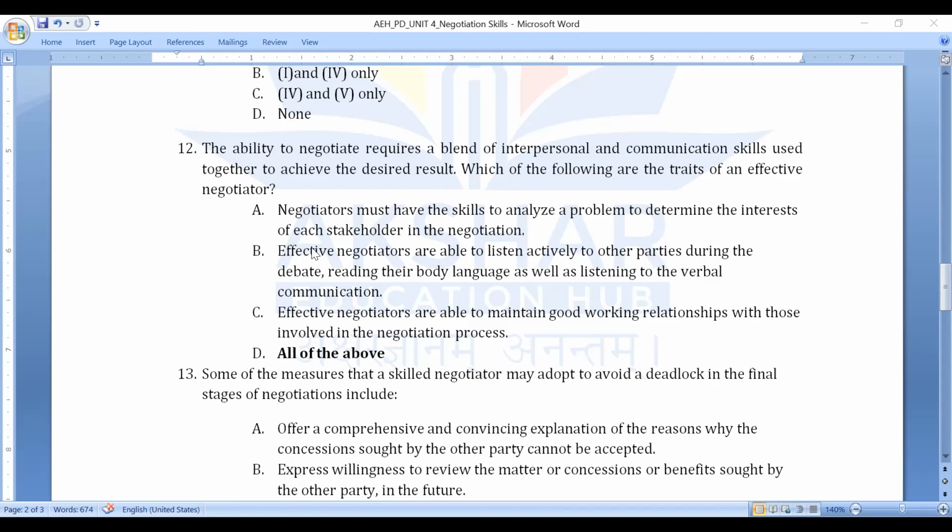Effective negotiators are able to maintain a good working relationship with those involved in the negotiation process. If there are 4 parties involved in the negotiation, I must have a good working relationship with all of them. Those are the interpersonal and communication skills that I possess as a negotiator. So all of these qualities are required to become an ideal negotiator.